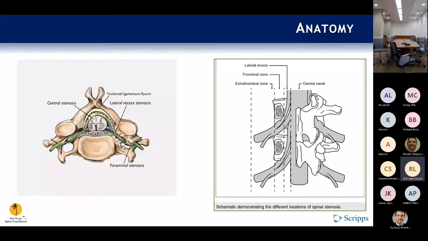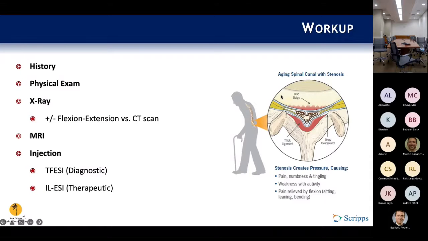As far as the anatomical regions we'll discuss, there's obviously the central canal for central stenosis, there's the lateral recess, and then there's foraminal stenosis. We'll not be talking about anything far lateral herniations. That's less about stenosis and more about a disc herniation. But those three regions will be our regions for discussion today: central, lateral recess, and foraminal stenosis.